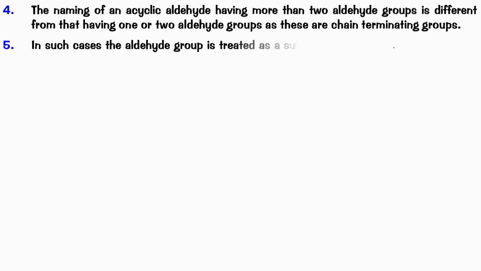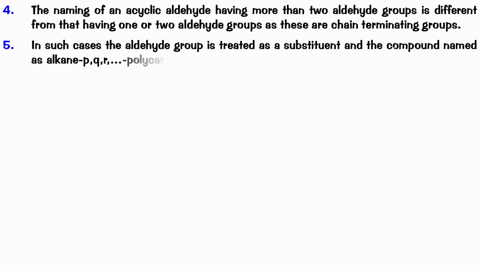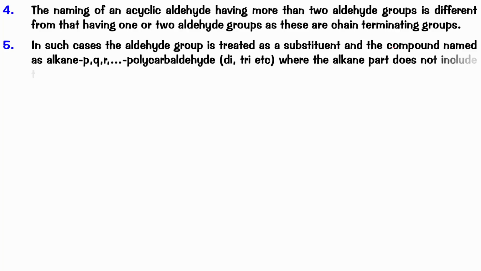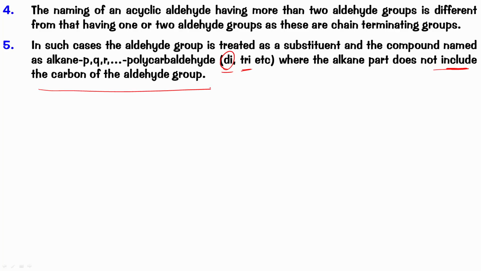In such cases, the aldehyde group is treated as a substituent and the compound is named as alkane, P, Q, R, etc., polycarbaldehyde, which could be a di, tri, of course it can't be a di, it can only be a tri or a tetra, and so on, where the alkane part does not include the carbon of the aldehyde group. So remember, there is no di here, because if it is di, you simply say dial. If it is tri and more than tri, only then we have this particular situation. So let us name one and then you will be able to understand this.